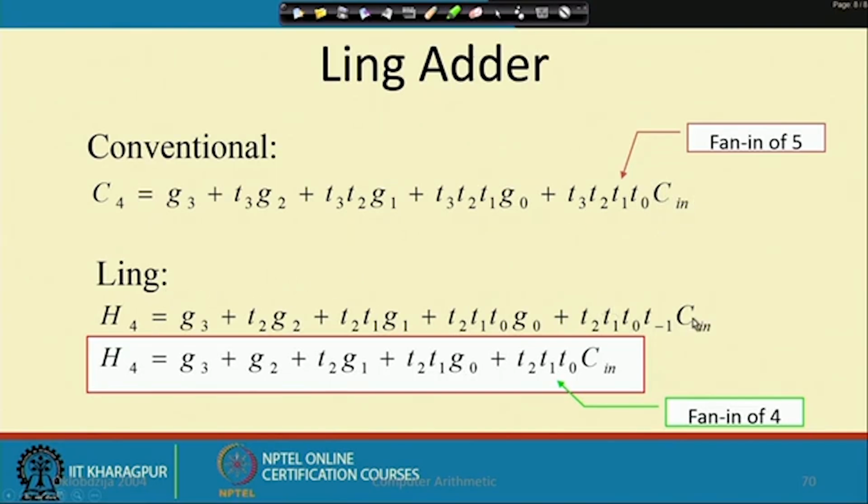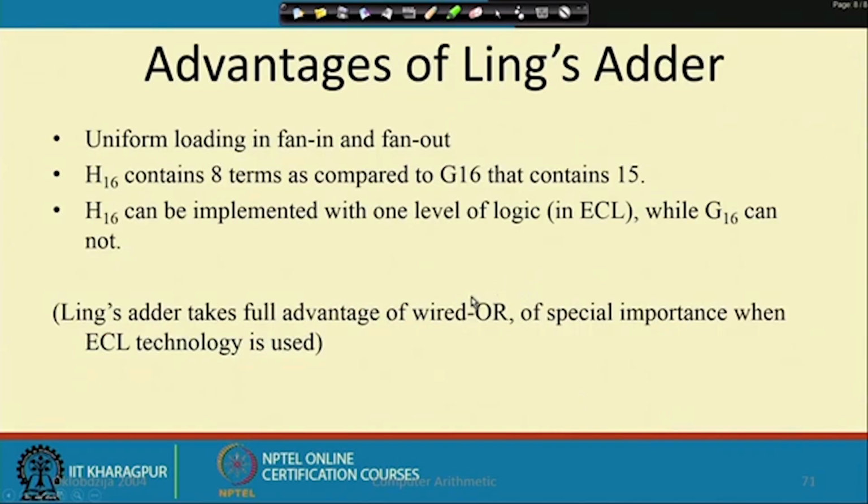But according to the Ling equation, H4 will be written as T2, T1, T0 and Cin. So, these 5 requirements in the conventional carry lookahead adder have been reduced in the Ling equation; here the fan-in is 5 in the conventional case, and here the fan-in is 4. So, we can reduce the delay. Then what is the advantage of the Ling adder?